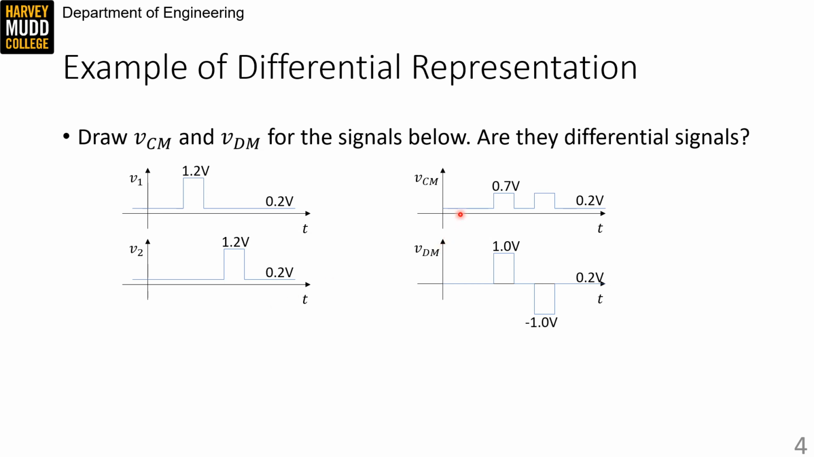The common mode is at 0.2 volts most of the time because both the left V1 and V2 are 0.2 volts. But when either V1 or V2 increases to 1.2 volts, the common mode signal jumps up to 0.7 volts. It picks 0.7 because that's halfway between 1.2 and 0.2. The differential mode signal jumps up to plus 1 volt when V1 increases and minus 1 volt when V2 increases, and that's because the differential mode is given by V1 minus V2. This signal, by the way, isn't purely differential because the common mode voltage changes.